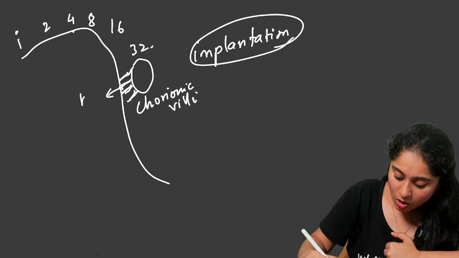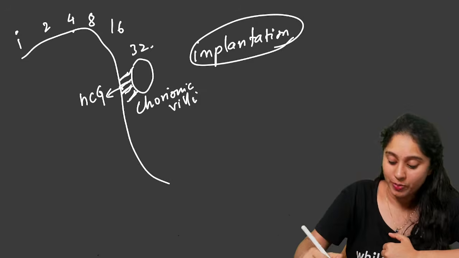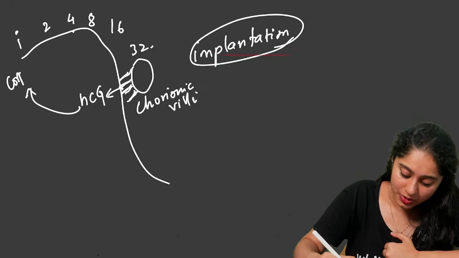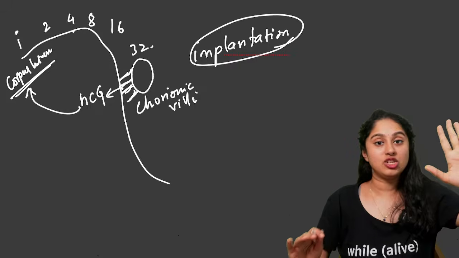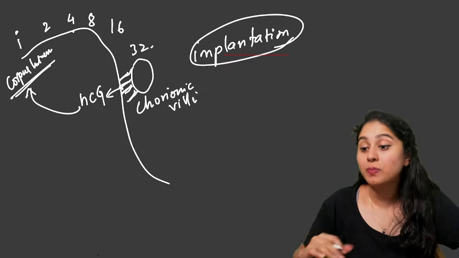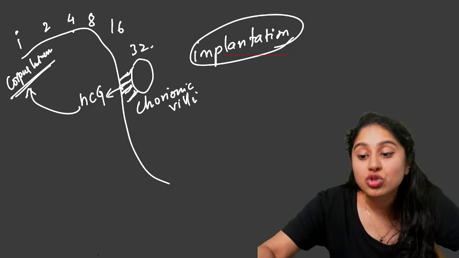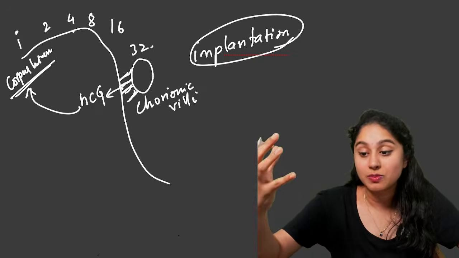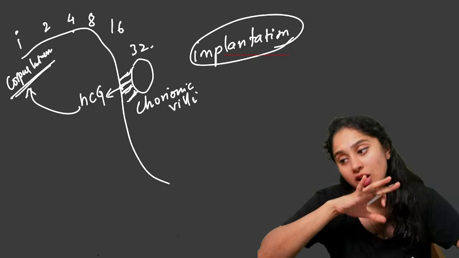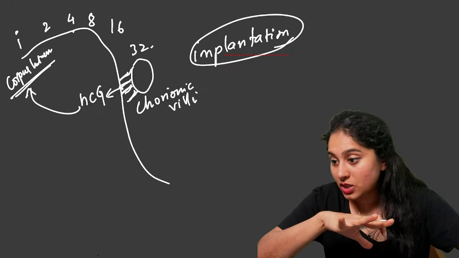As soon as this implantation, which is nothing but attachment of the cell, is over, this is going to release something called HCG, human chorionic gonadotropin, who will tell the corpus luteum not to go. He will say, bro, I have come, please don't degenerate. And the corpus luteum continues to give progesterone, continues to give as much hormones as possible to maintain and support the pregnancy. Is that clear to all of you, everyone?